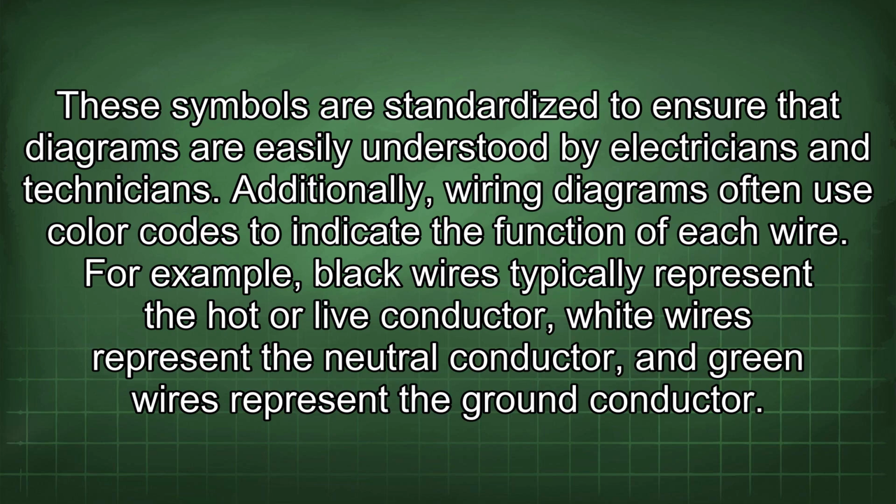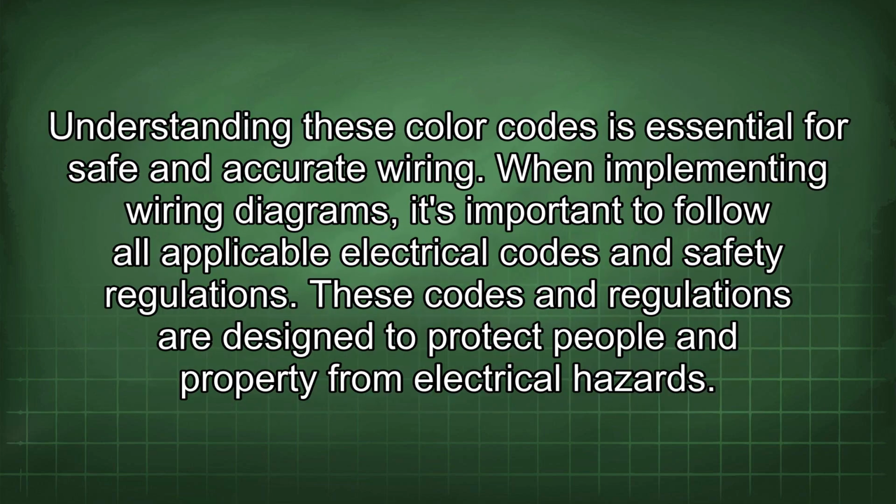Additionally, wiring diagrams often use color codes to indicate the function of each wire. For example, black wires typically represent the hot or live conductor, white wires represent the neutral conductor, and green wires represent the ground conductor. Understanding these color codes is essential for safe and accurate wiring.